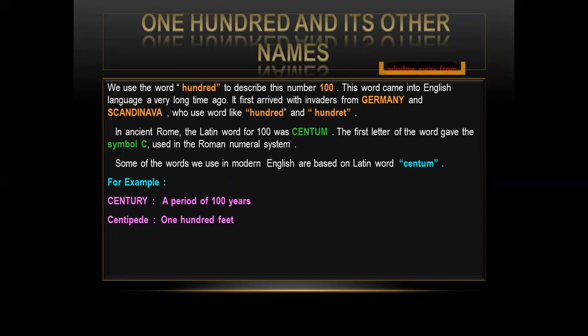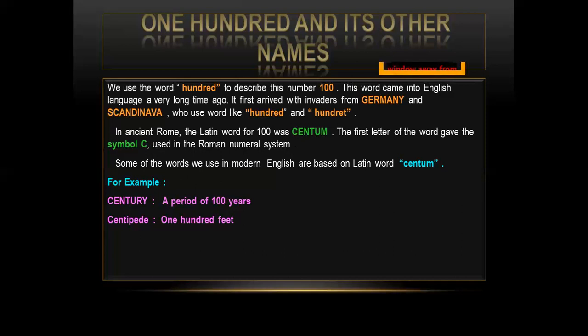This word came into the English language a very long time ago. It first arrived with invaders from Germany who used words like hundred. In ancient Rome, the Latin word for hundred was centum. The first letter of the word gave the symbol C. Because they said 100 as centum, they used the symbol C for 100, the letter C used in the Roman numeral system.